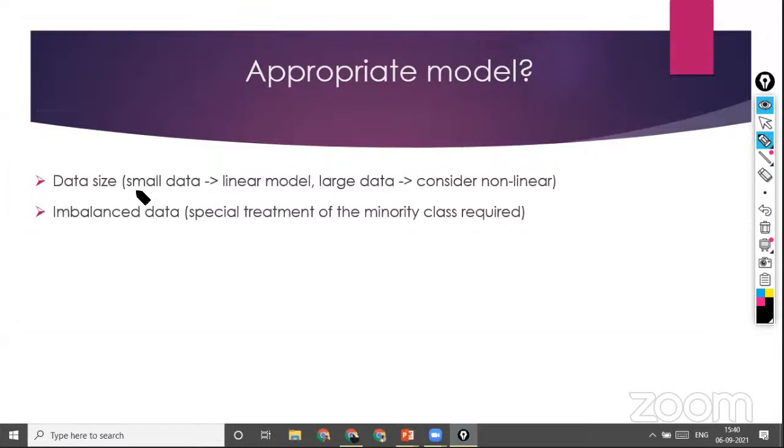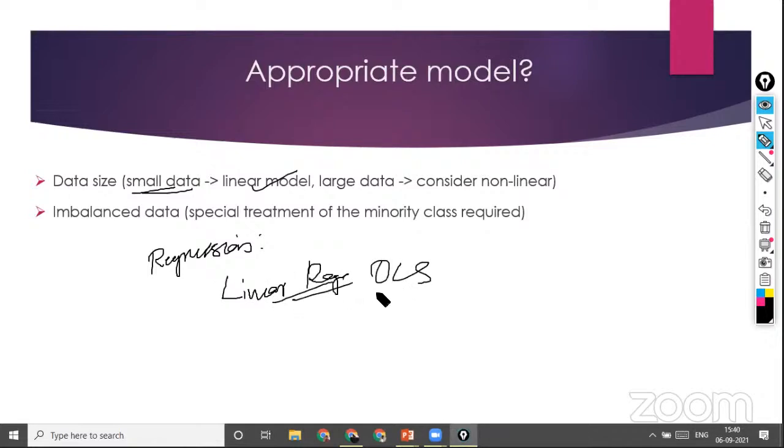Say you have a very small data set, then you'd better go for a linear model. If you have a small data set and you want to solve a regression problem, then you can go for techniques like linear regression. It can be based upon techniques like ordinary least squares regression. And suppose you have very large data, then you'd better go for non-linear techniques.